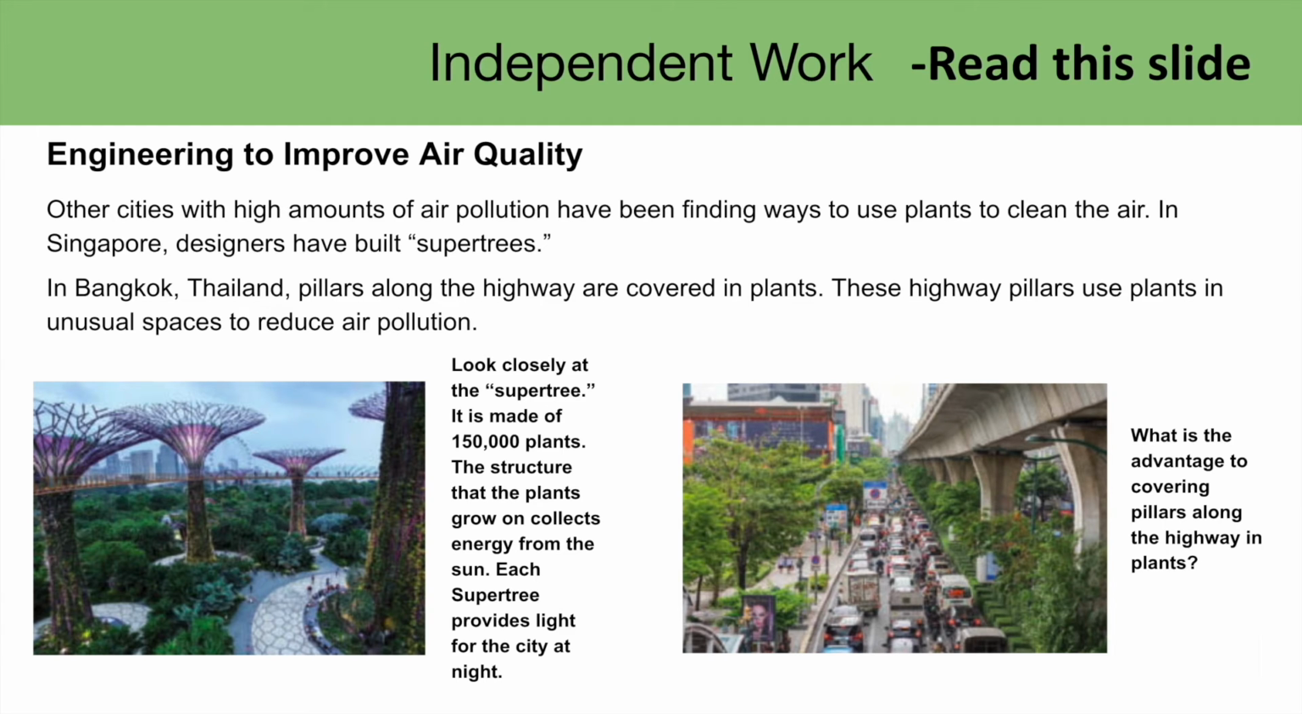Look closely at the super tree. It is made of 150,000 plants. The structure that the plants grow on collects energy from the sun. Each super tree provides light for the city at night. What is the advantage of covering pillars along the highway in plants?